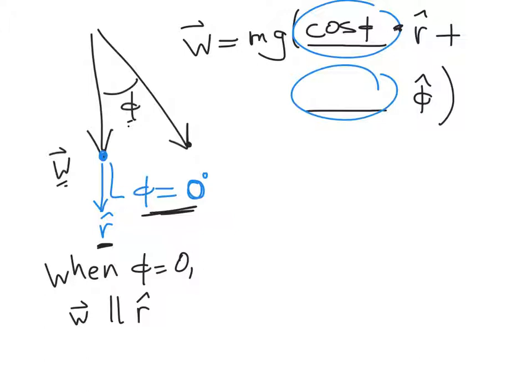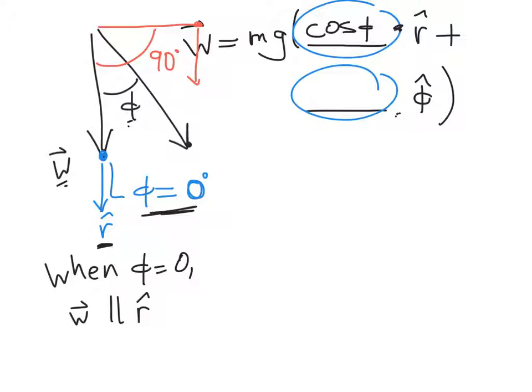That leaves sine for the phi hat component, but we need to ask ourselves the question, is it a negative sign or a positive sign? Well, again, we can consider an extreme example. Let's imagine that the skateboarder makes it all the way to the top of the half pipe. So he's at 90 degrees here. And in that case, we know that the weight vector should point downward like that. Well, that's negative phi hat.